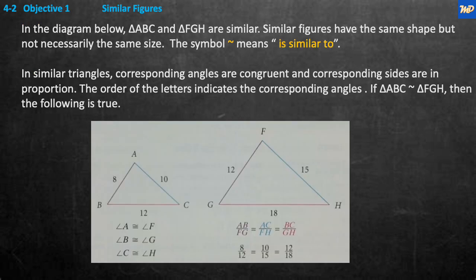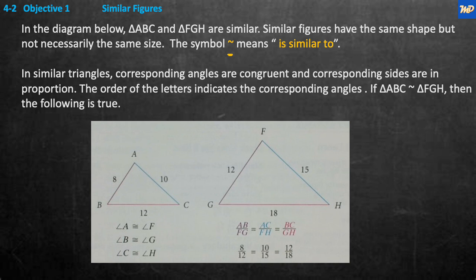Okay, objective one, similar figures. In the diagram below, triangle ABC and triangle FGH are similar. Similar figures have the same shape, but not necessarily the same size. And this symbol right here, we call it a tilde on your keyboard, means is similar to. So with similar triangles, similar squares, whatever, similar figures, the tilde means is similar to.